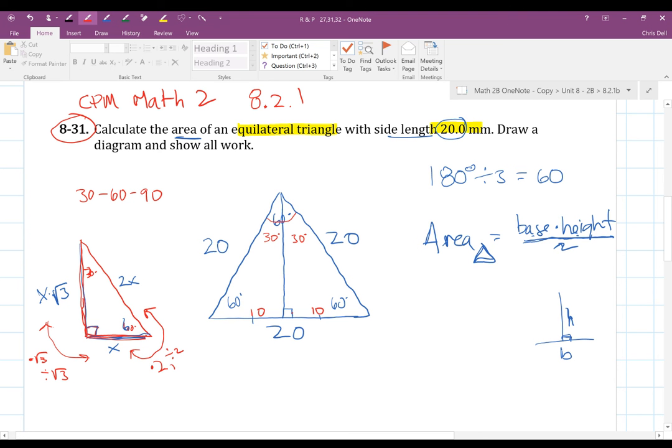So here's what we've got. I need to figure out my height, right? That height is opposite the 60. And I know the side opposite the 30. So if I know the side opposite the 30, remember what I do to find the side opposite the 60? You multiply by the square root of 3. So this height now is 10 times the square root of 3.